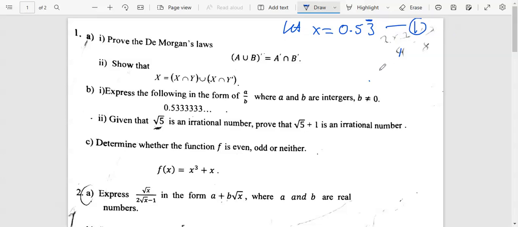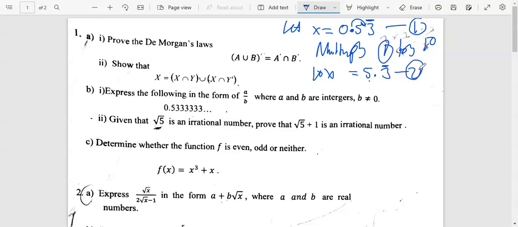And then the next thing that I'm going to do: is the decimal point in front of the number that is repeating? No. So I need to take the decimal point in front of the repeating number. How do I do that? I need to multiply this equation by 10 so that the decimal point comes here. So multiply equation 1 by 10. That will be x times 10, which is 10x. And then 0.53 times 10 will be 5.3 with a dash on top. This is going to be equation 2.